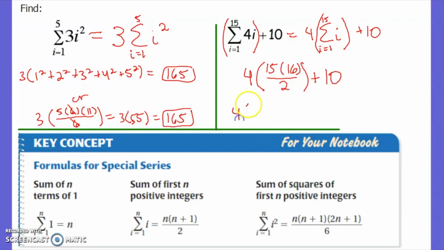So we can say that's 4 times. So I'm going to grab my trusty calculator, type in 15 times 16, and divide by 2, and I get 120. And then don't forget our plus 10, which just means that 4 times 120 would be 480, plus 10 is 490, and we've quickly got our answer without having to do 15 different steps in our series.